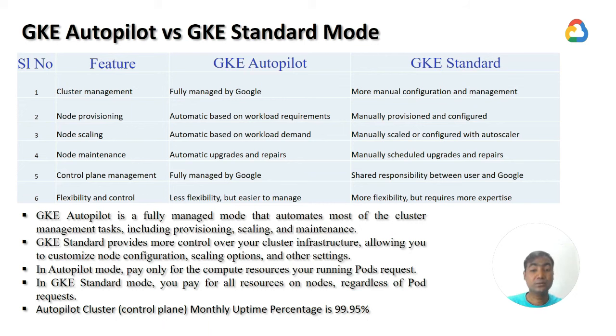If you have good expertise in Kubernetes, then you should go for GKE standard mode. If you don't have any expertise in Kubernetes, then you should go for autopilot mode. That is the basic difference between autopilot and GKE standard mode. In GKE autopilot mode, Google is responsible for all the infrastructure, but in GKE standard, you are responsible for management of the cluster and nodes. That is the basic difference between both, guys.